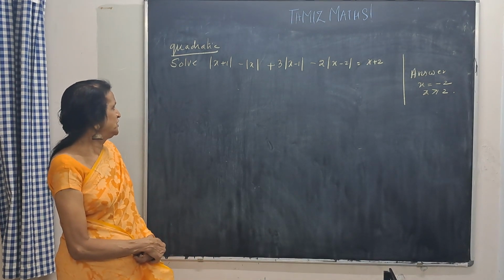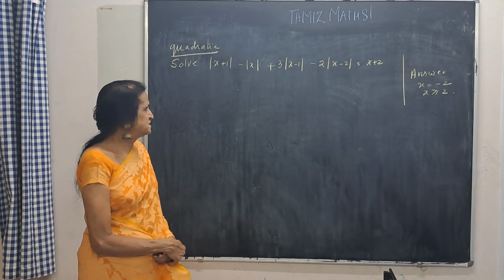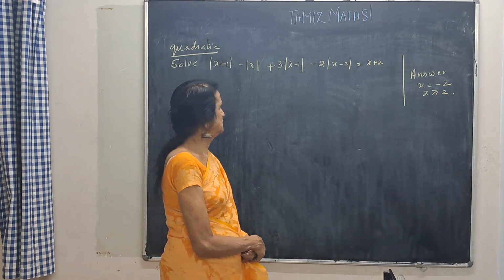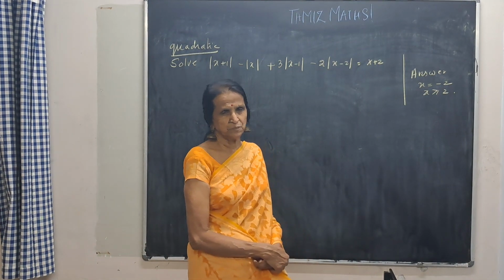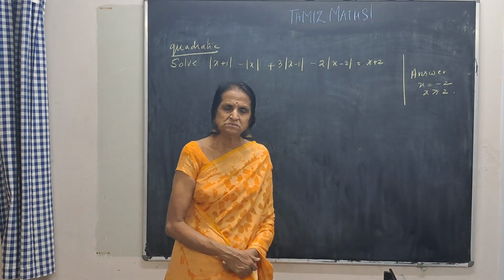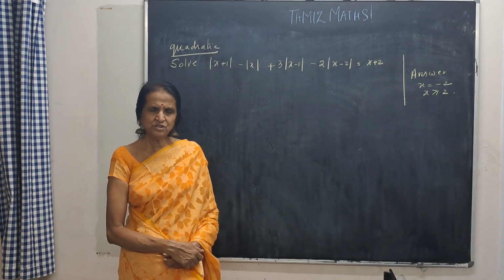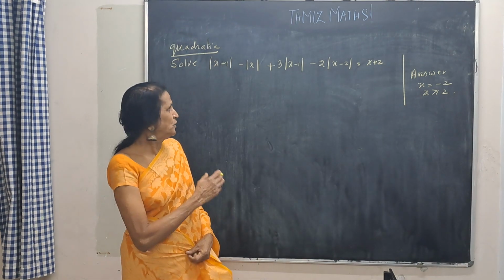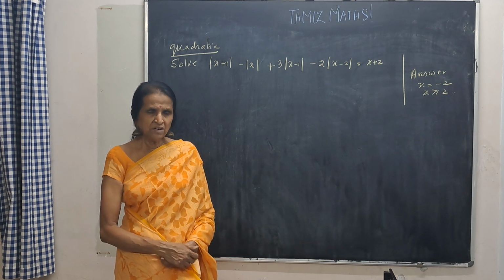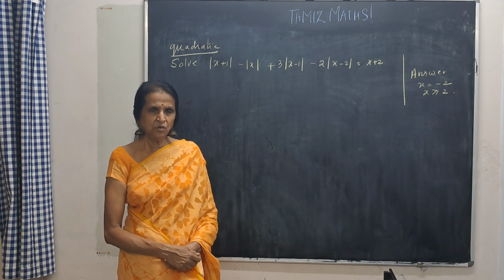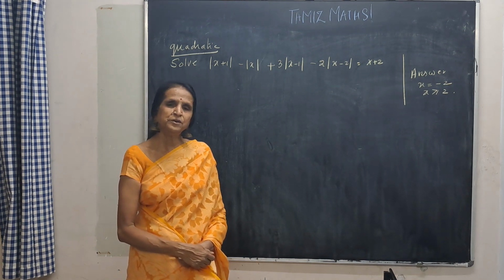Solve mod of x plus 1 minus mod x plus 3 into mod of x minus 1 minus 2 into mod of x minus 2 is equal to x plus 2. There is one mod, just one mod. That's really easy to work. Even two mods, it's okay. But you have like this, there may be many mods. The more the modulus sign, the more cases we have, that's all. But the approach is the same. How am I to do it?